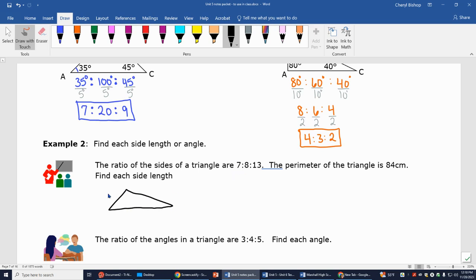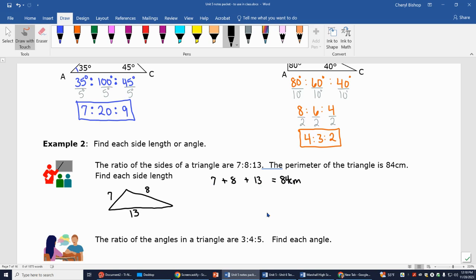I'm going to put the shortest side on the shortest side, the medium side on the medium side, and the long side on the long side. And we're talking about the perimeter here. And I know I find the perimeter of a triangle by adding up the 3 sides. So if I add 7 plus 8 plus 13, that would normally give me my perimeter of this triangle. My perimeter is supposed to be 84 centimeters.